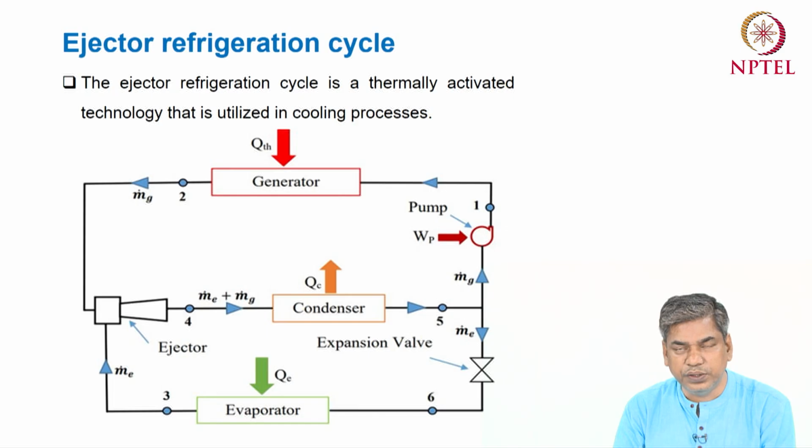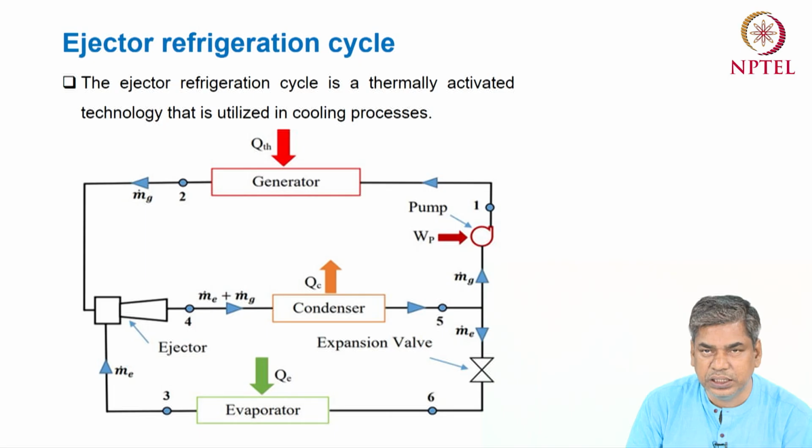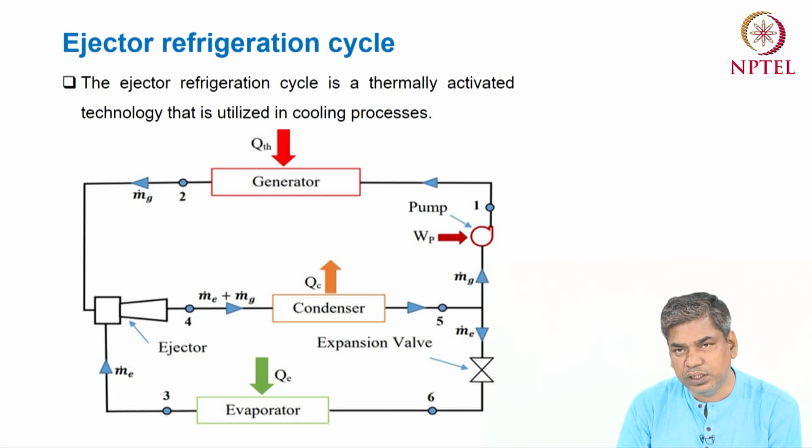Okay, so that means for the ejector, the primary fluid flow rate, which is the state point 2, is m dot g, and the secondary fluid flow rate, which is the state point 3, is m dot e. After the ejector we get the state point 4, so the ejector is used to compress the vapor from point 3 to point 4, and for this we use the thermal energy gained through the generator to increase the pressure.